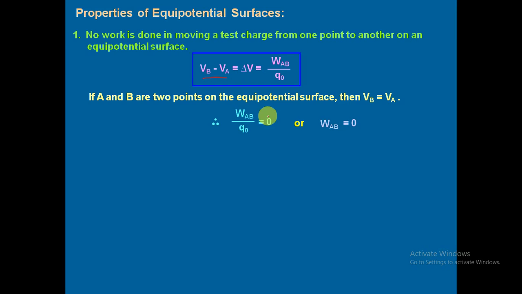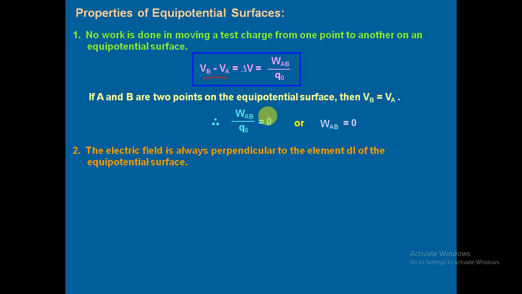It means no work is done when we move a charge on an equipotential surface. If no work is done, then no change in kinetic energy will take place when we are moving a charge on an equipotential surface. No change in its speed, no change in its kinetic energy, no work is done. So this is a very important property for equipotential surfaces.